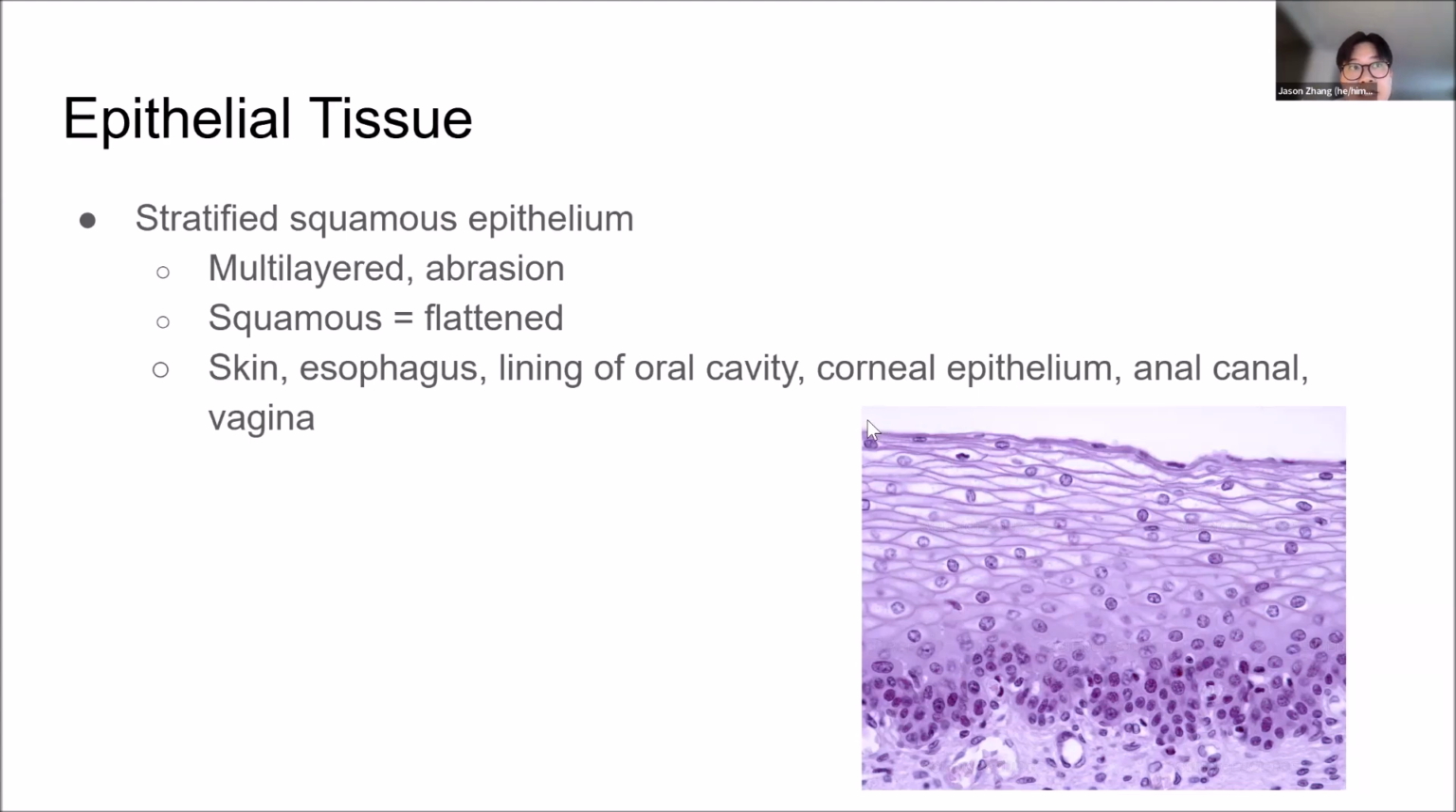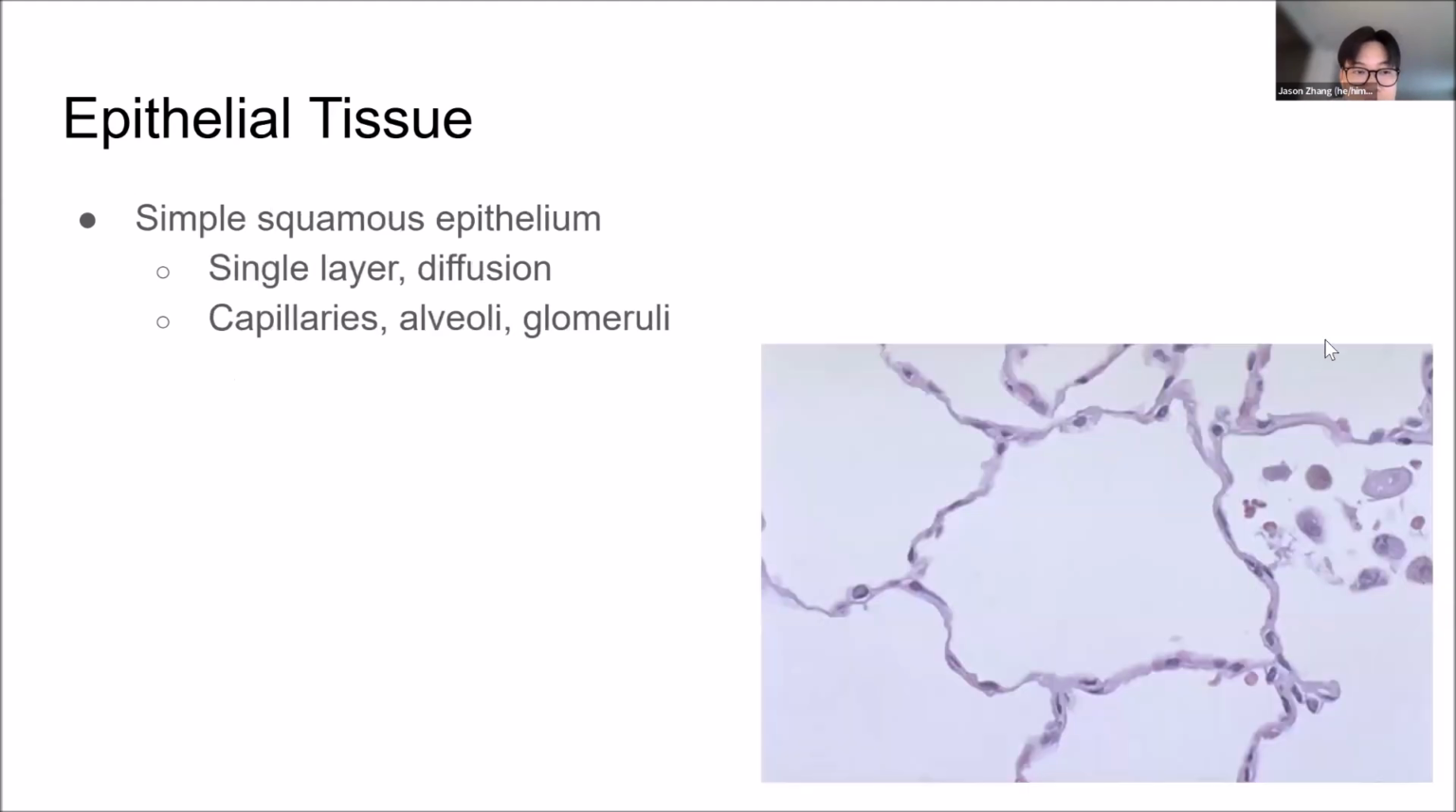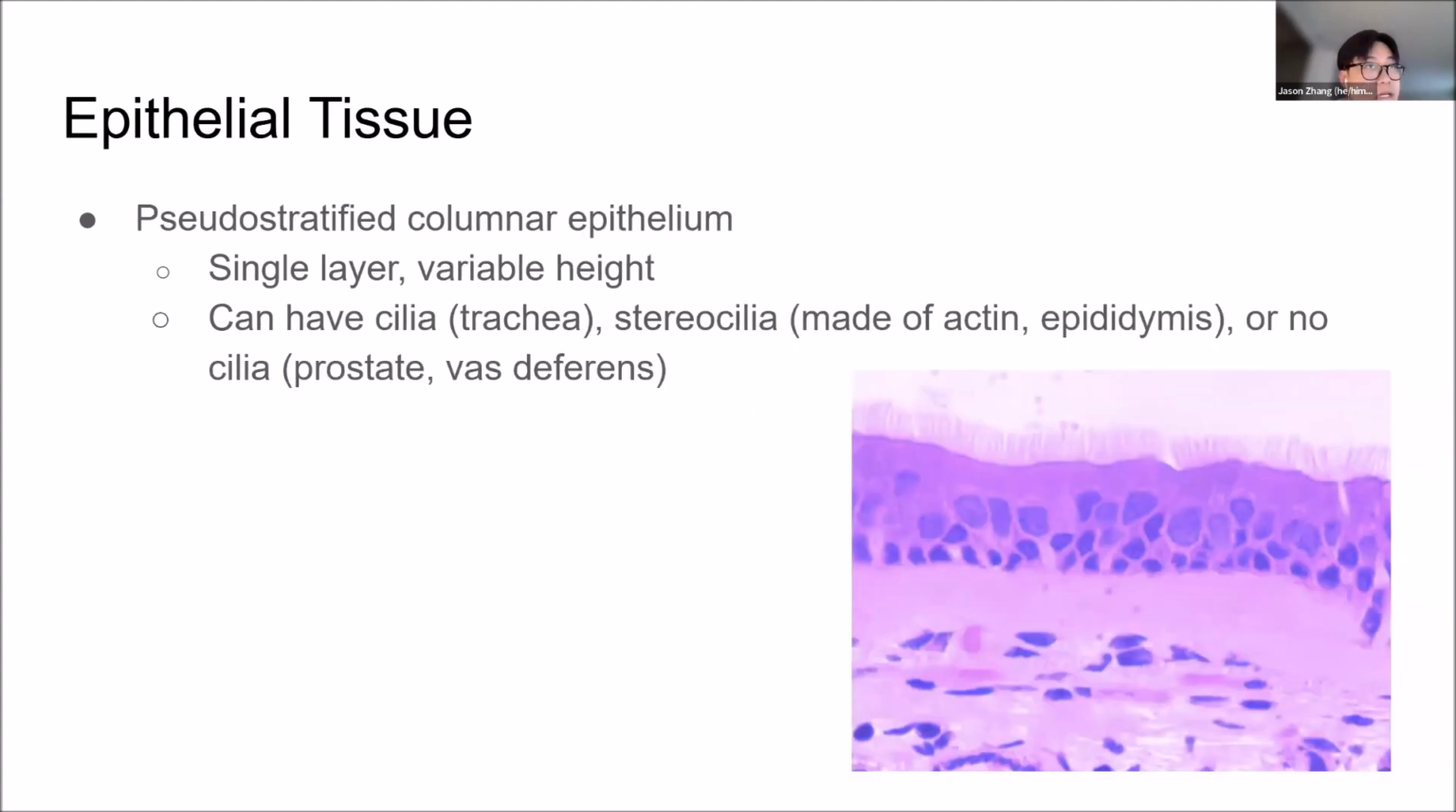Places where you'll find this are parts of the body exposed to high levels of abrasion: skin, esophagus, oral cavity, things like that. Simple squamous is good for diffusion layers, for example in the alveoli and the capillaries. Pseudostratified columnar will sometimes be ciliated, sometimes not. Technically it is a single layer, but because of the staggering of the nuclei, it appears multilayered. This is in places like the trachea, epididymis, prostate, and vas deferens.